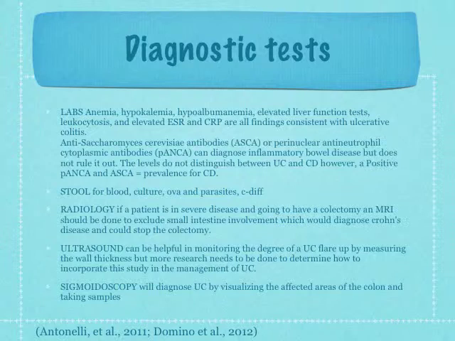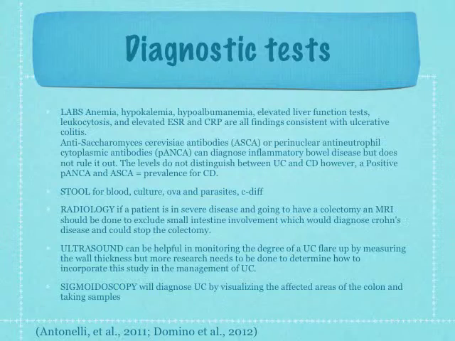Your diagnostic testing for ulcerative colitis. In your lab work, you'll find anemia if they've been having significant blood loss, electrolyte imbalances, elevated liver function tests, leukocytosis, and elevated ESR and CRP.